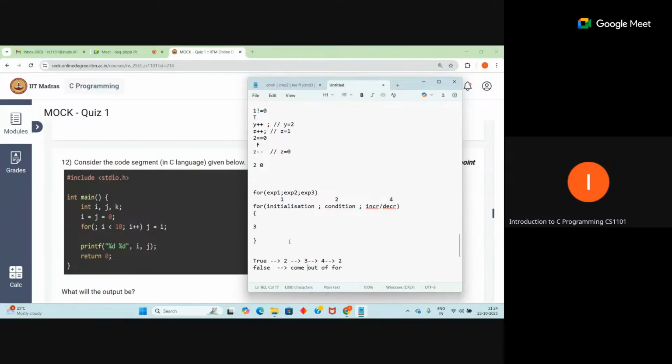So step 1, this initialization, will be executed only once, the first time when it enters into the loop. Whereas condition checking, body execution, and increment or decrement parts will be repeated as long as this condition is true. When the condition becomes false, it will come out.